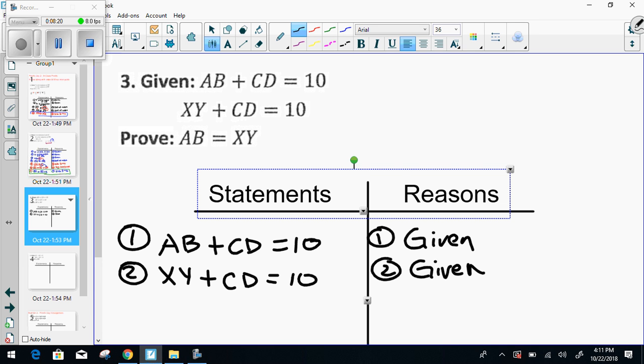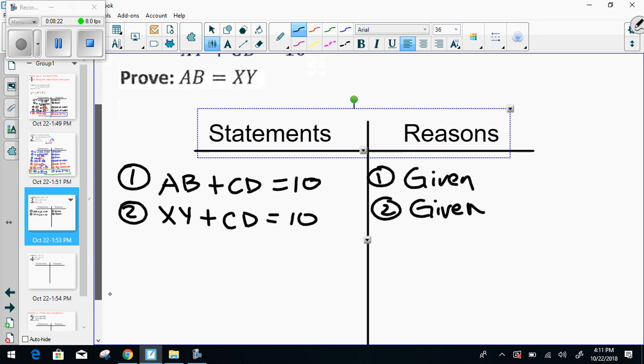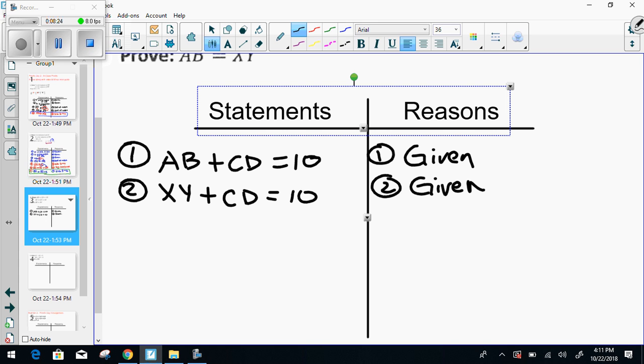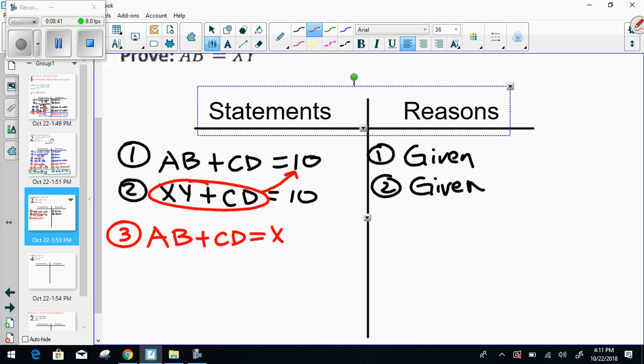If both statements are equal to the same number, they're both 10, they're both equal, you can actually substitute this entire statement right here. They're both equal to the same thing, so set them equal to each other. So you have AB plus CD is now equal to XY plus CD. And all we did was substitute information from line 2 into line 1.